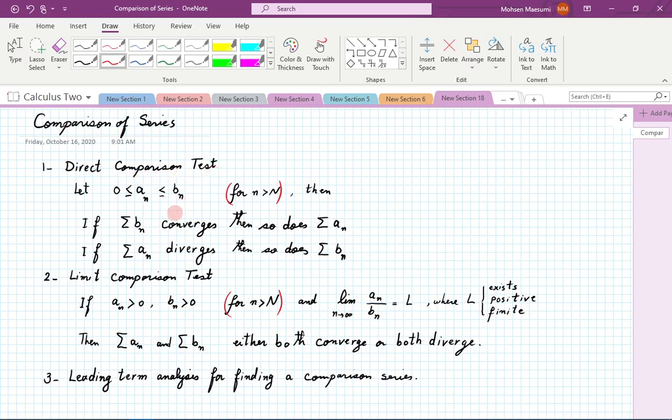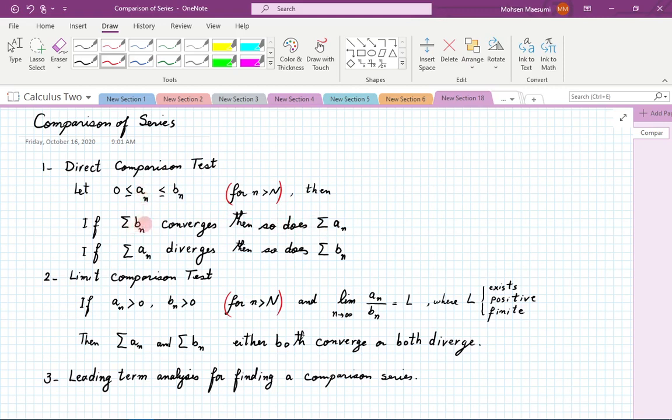Direct comparison, very intuitive idea. If I have two sequences, a_n and b_n, out of which I'm making two series, and they happen to be positive, and one of them dominates the other one, meaning b_n is larger than a_n. Then, if the larger one converges, if the sum of b_n converges, we can conclude the smaller one also converges. Essentially, the larger one is preventing the smaller one from running to infinity.